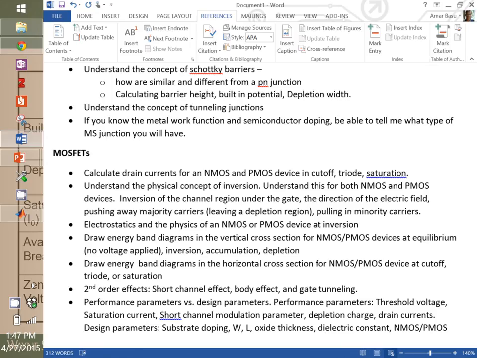What I want you to know is, if I change the substrate doping, what will happen to the threshold voltage? If I change the width and the length, what will happen to the threshold voltage? Nothing, right? The width and the length won't change the threshold voltage, but they will change the drain currents when the device is on. So these are the things that I would like you to be able to know qualitatively. I'm going over these things because students always say that the calculation questions are relatively straightforward, but the conceptual questions are always the hardest.